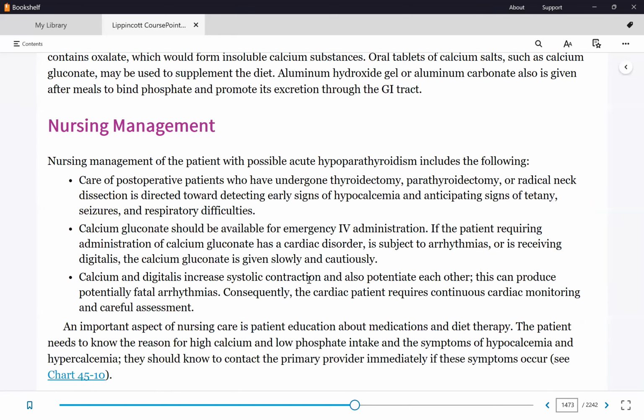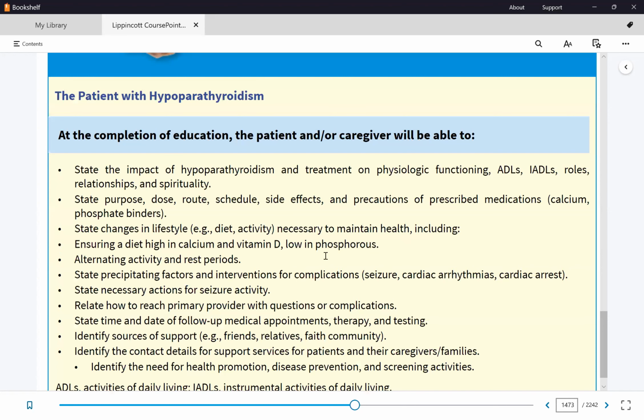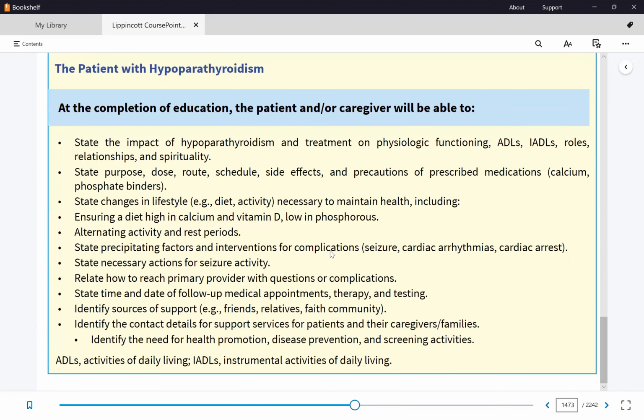And then finally, if the patient's acute hypoparathyroidism is caused by surgical removal of the thyroid gland, then you already know the pre and post-op care. So same: have IV calcium gluconate ready, watch for airway obstruction, watch for seizures. And again, your discharge teaching. That's it, really quickly. We did it in 15 minutes.